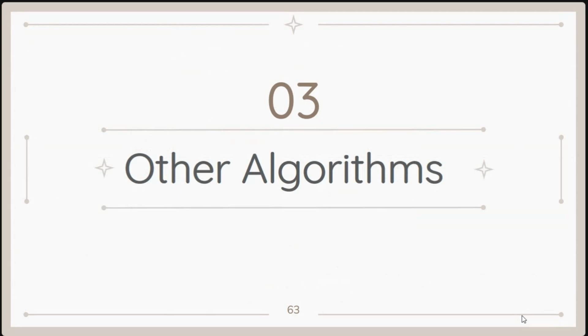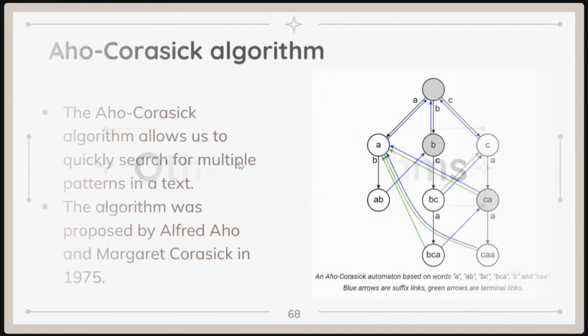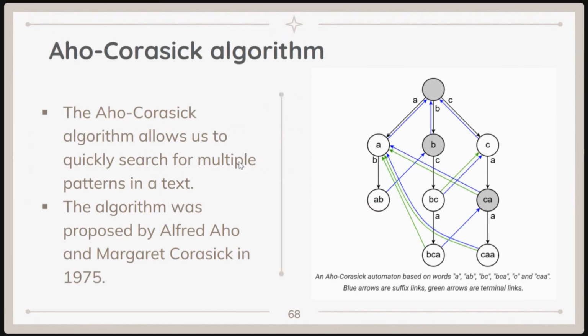Let's move to the third part, the algorithms. Let me introduce the Aho-Corasick algorithm, which is a powerful application of the trie data structure. This algorithm allows us to quickly search for multiple patterns in a text. It was proposed by Alfred Aho and Margaret Corasick in 1975. On the right, we see the automaton that represents a set of patterns: A, AB, BC, BCA, C, and CAA. The blue arrows represent the suffix links, and the green arrows are terminal links.